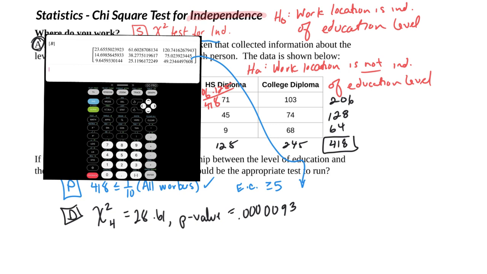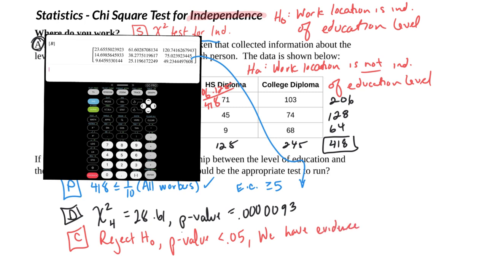All right, our conclude. Of course, we would reject the null because our p-value is so small. And what does that mean in context? It means that we have evidence that work location is not independent of education level.